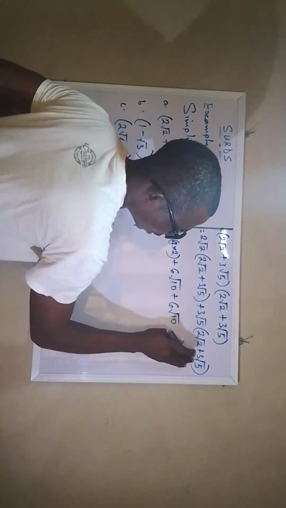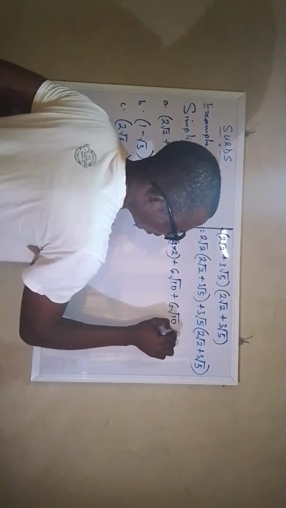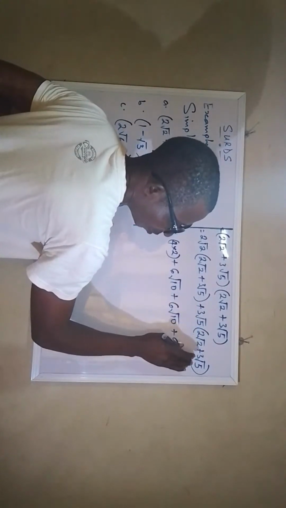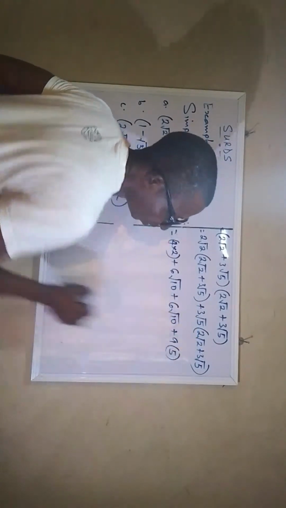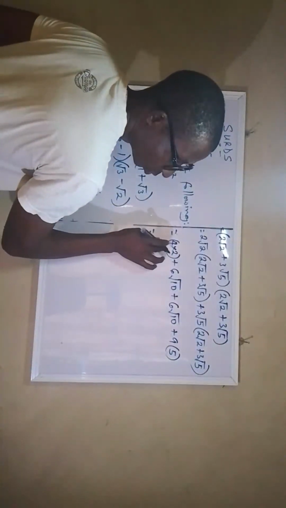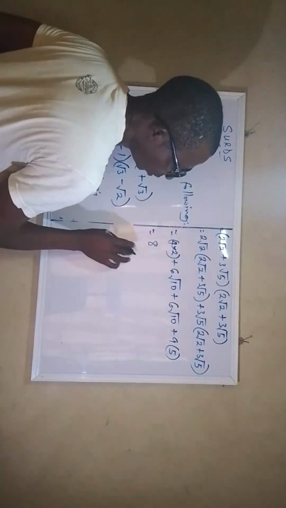Now, this times this. 3 times 3. That's 9. Square root of 5 times square root of 5. That's going to give you 5. Okay, so this turns to 8. 4 times 2 is 8.